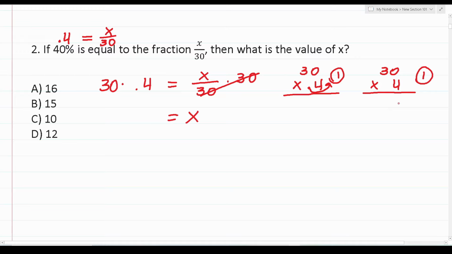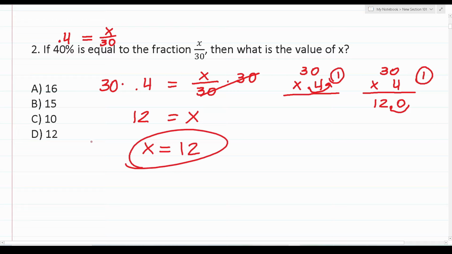4 times 0 is 0. 3 times 4 is 12. Shift our decimal back in one place to the left. So we can see x is going to be 12. And in math, it's customary to write the variable for which you solved on the left. So this says x equals 12, which is answer choice D in this case.